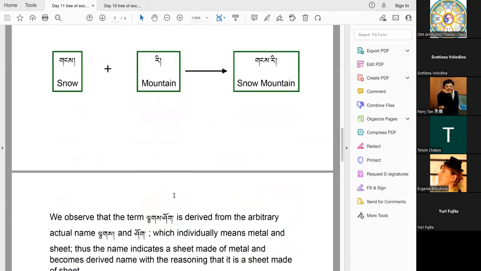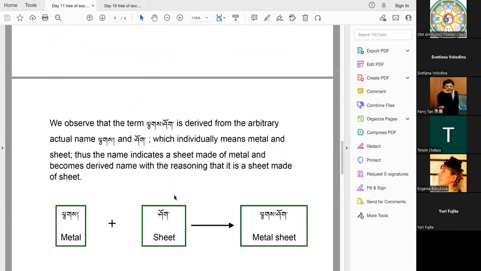Now the second example, which is Chaksho. We observe that the term Chaksho is derived from the arbitrary names Chak and Shok, which individually mean: Chak means metal, Shok means sheet. So when we combine these two, we have the meaning a sheet made of metal, or a metal sheet.